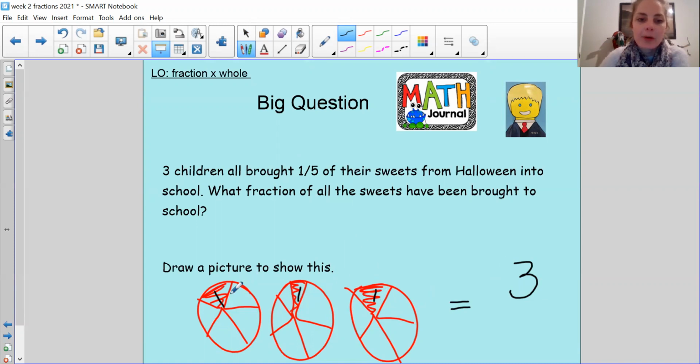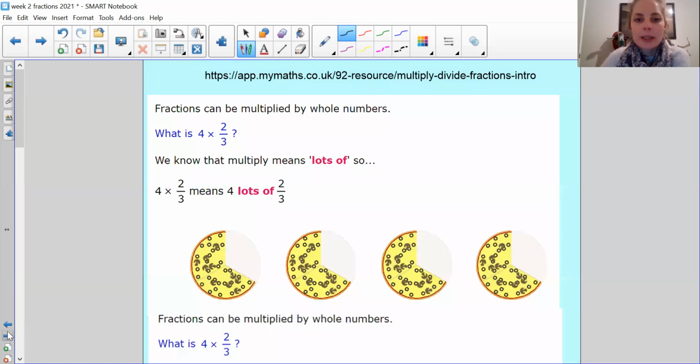And if I add up all of those pieces, I'm going to have 3. And my bottom number is going to stay in fifths because that's what I'm working in. Okay, 3 fifths. Now we're going to look quickly about how we can explain this using pictures.